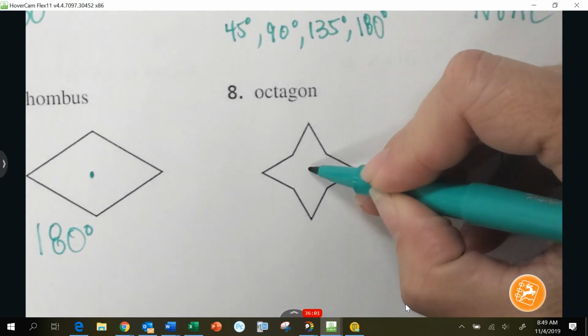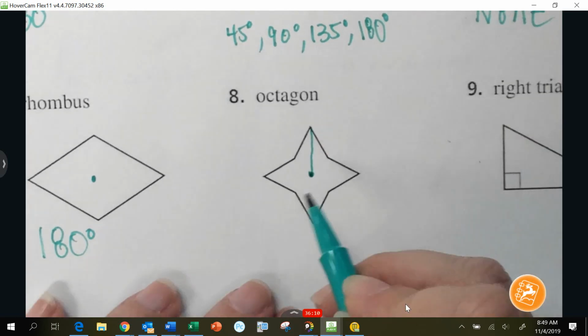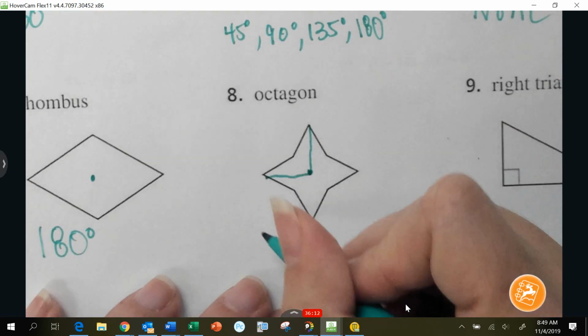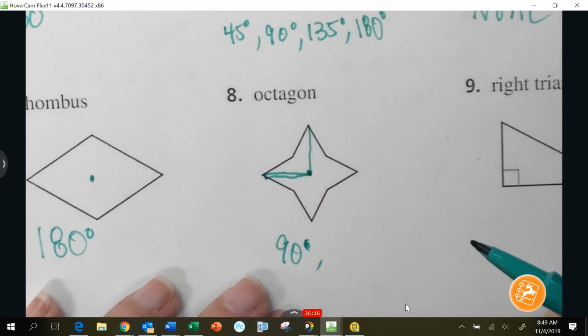Here is another octagon. This is a concave octagon. What do you think? 90? If we're looking here, it's going to match up when it goes to here. Only answer, 90 degrees? Only answer? Donovan? 180, good.